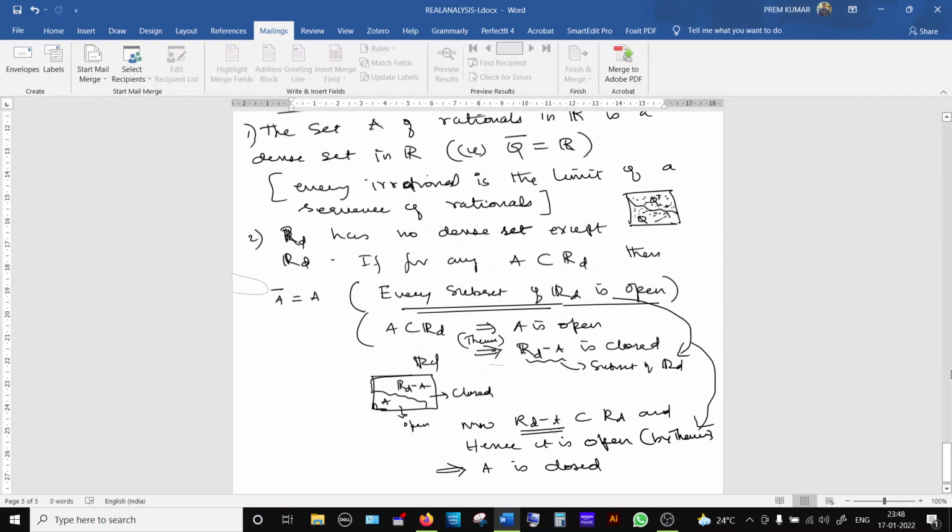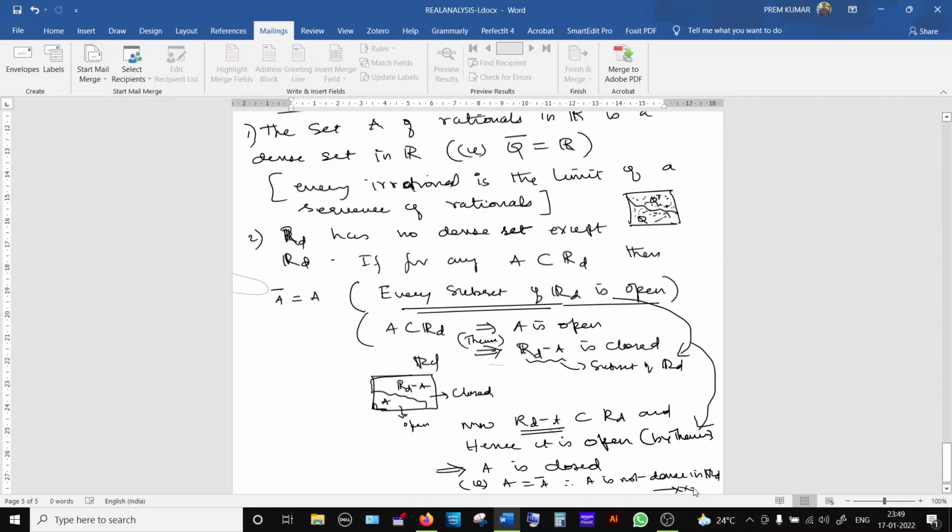closed. If a set is closed, what is the meaning? That is, A equals A closure. But this is not equal to the big space R_d. Therefore A is not dense in R_d.